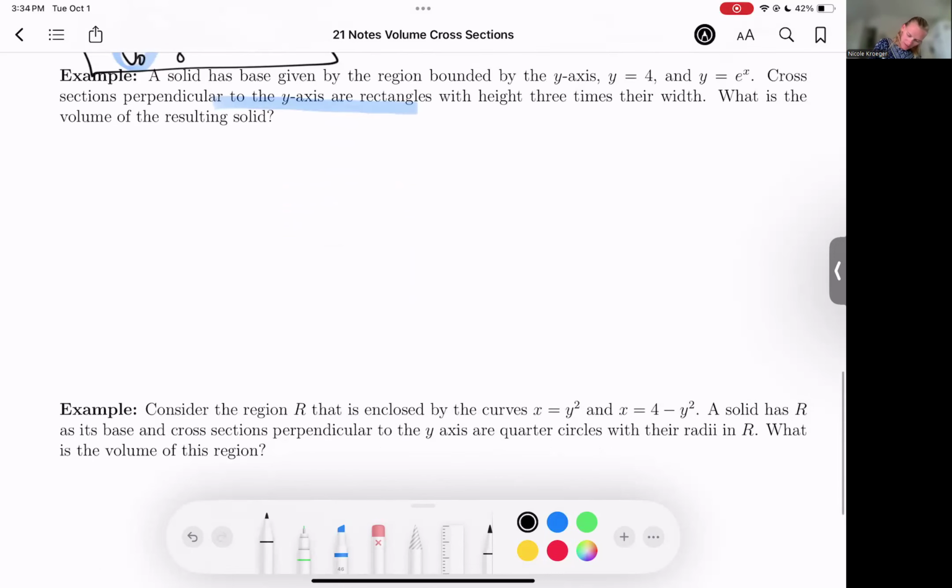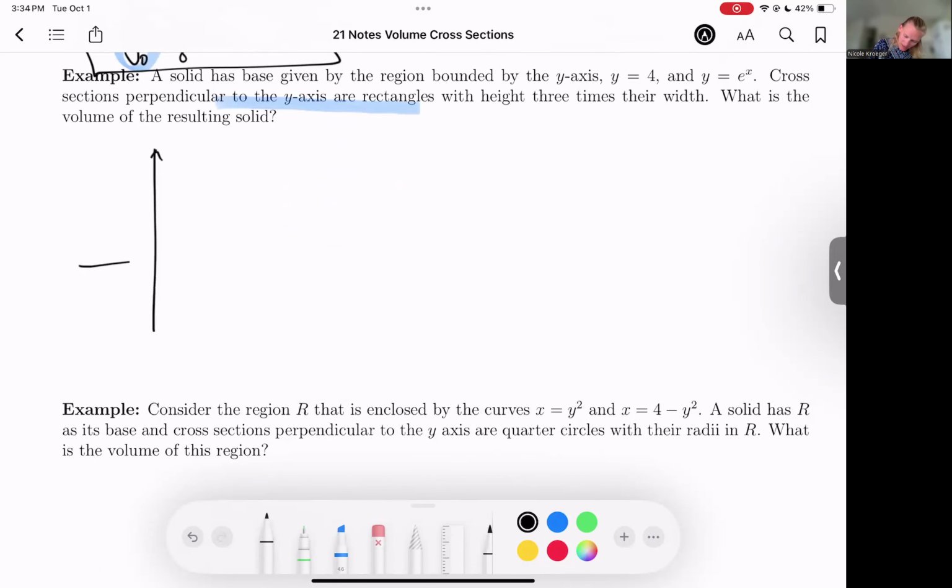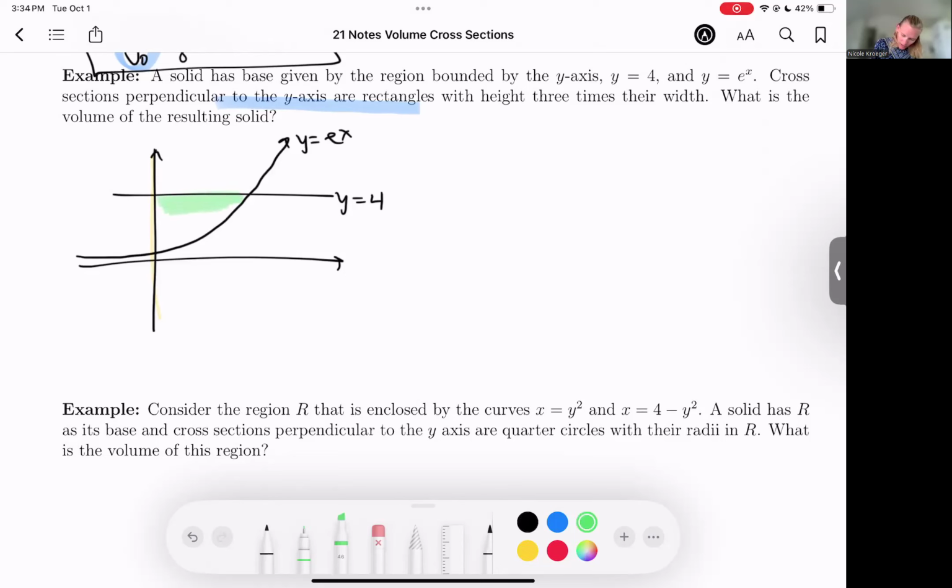So let's see, this one, the base is the region bounded by the y-axis, by y equals 4, and by y equals e to the x. So the region that we're looking at here is this one here. Okay, and now it says cross sections perpendicular to the y-axis. So now we're slicing this way. And what's popping out of our page now are rectangles where the height is 3 times the width.